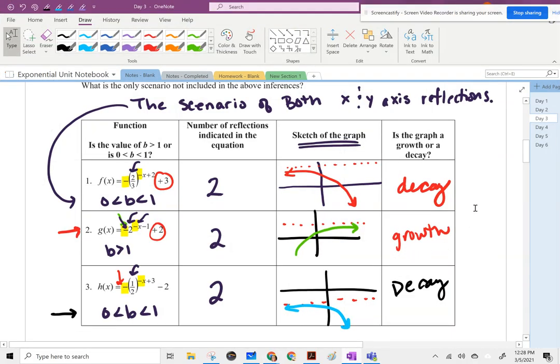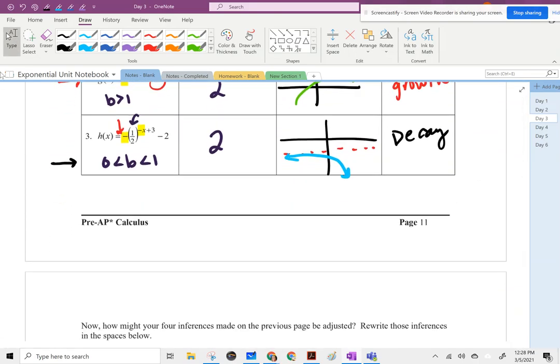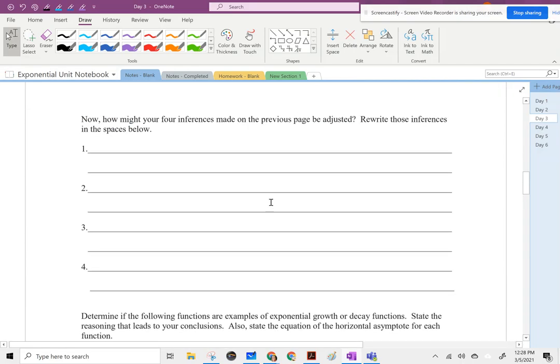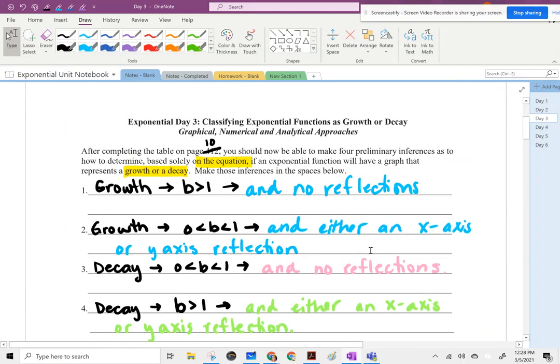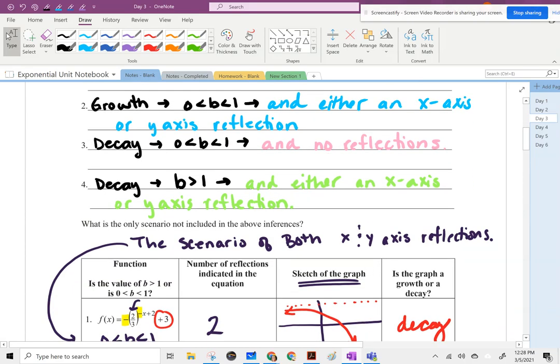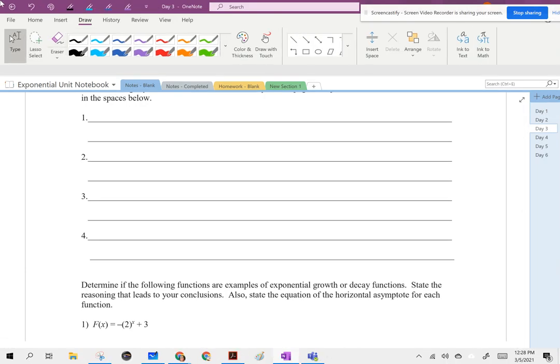All right, so I'm hoping that it took a little bit more of an explanation, but that it helps you see that. So now what needs to happen is these 4 inferences that we just made up here, we need to fine tune those because they didn't cover the scenario with both reflections. So now what we need to do is fine tune those so that we cover both of those scenarios. So let's just take a look.